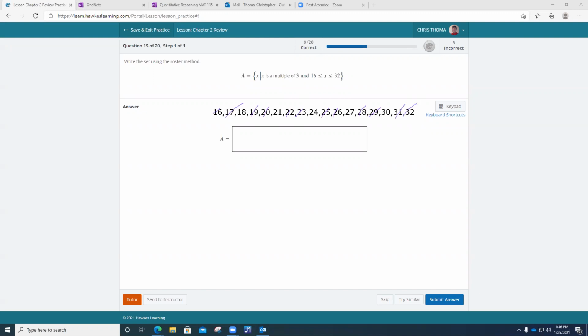So I've crossed out all the numbers it cannot be. Now I just put this in curly brackets and write out my numbers. So what we said: 18, 21, 24, 27, 30, and that should be it.